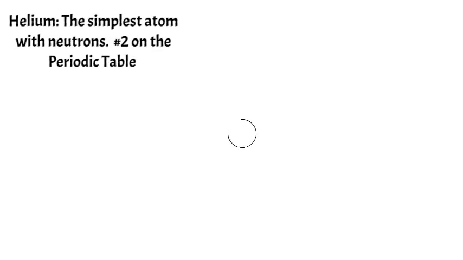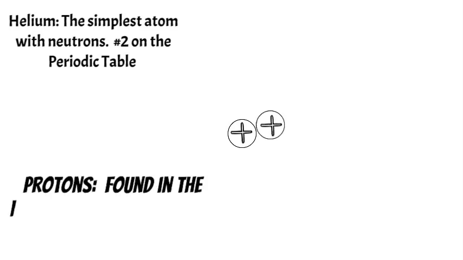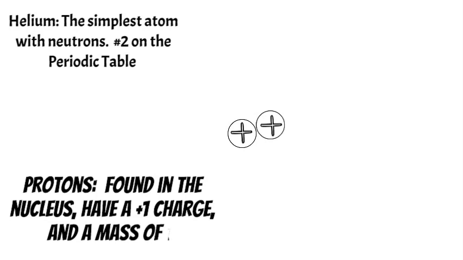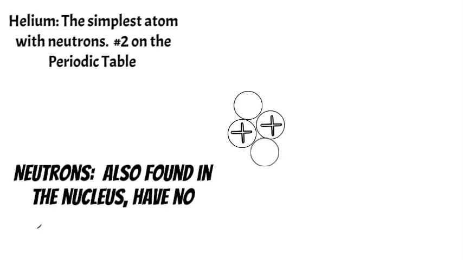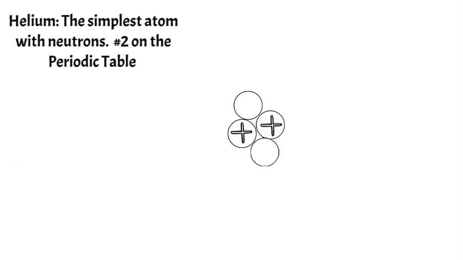It's number 2 on the periodic table. The first thing we find are two protons. Protons are found in the nucleus. They have a positive charge and they have a mass of 1. Next, we find two neutrons. They are also found in the nucleus. They have no charge, but they also have a mass of 1, just like protons.